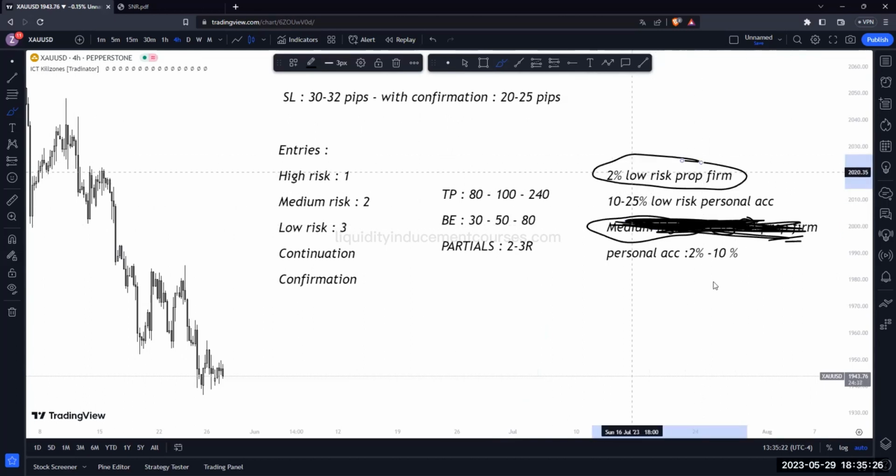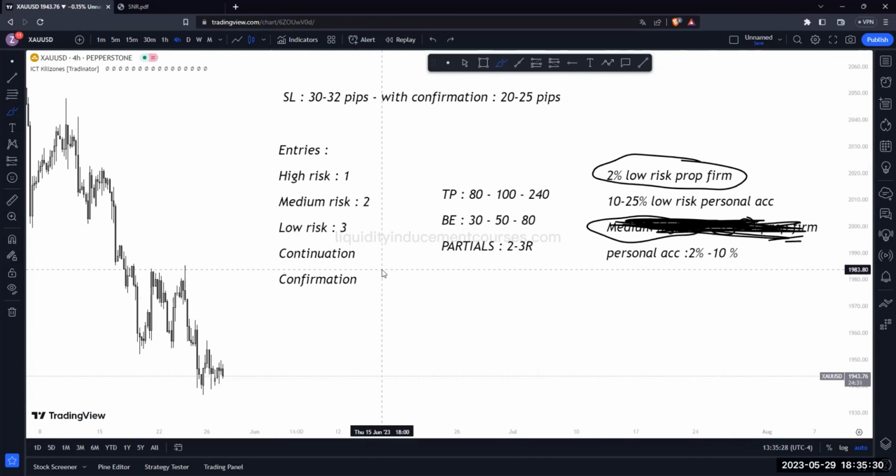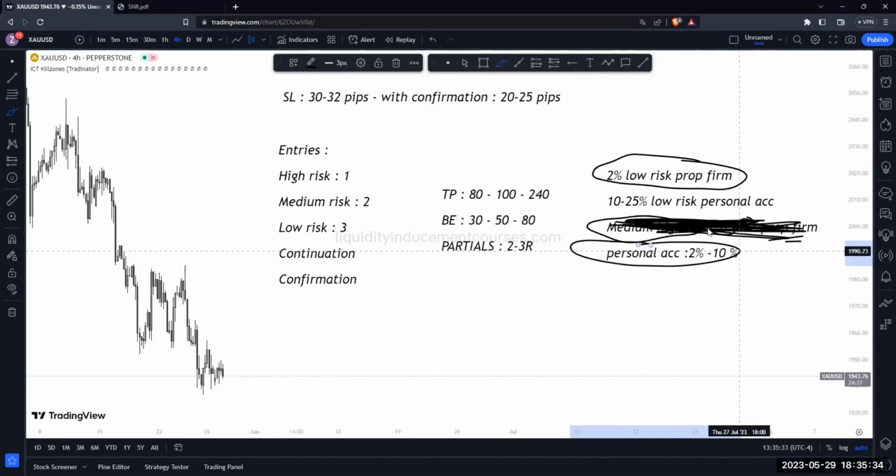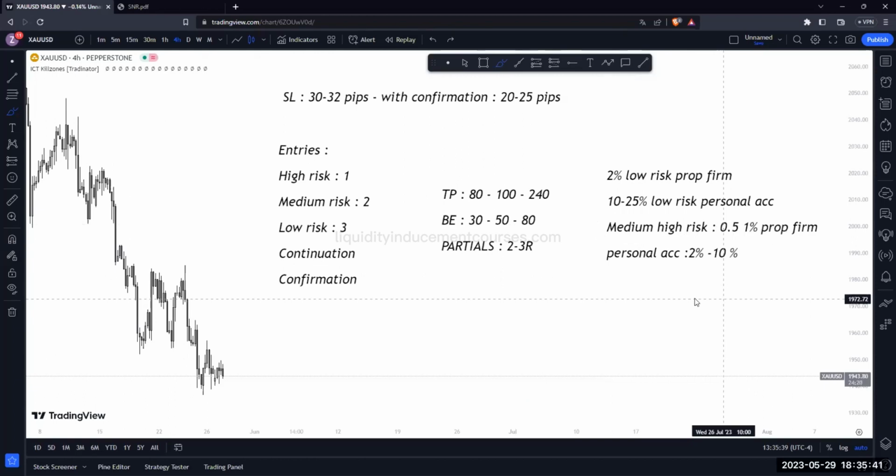Storyline starts, boom, that's it. And continuation. Oh, I didn't go to continuation entries yet. Yeah, it's fine. I'm going to go to it. Personal account, 2 to 10% on personal account. Any questions? Nope. Right, very good.